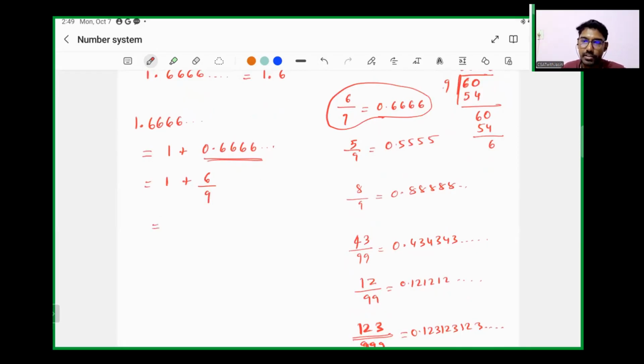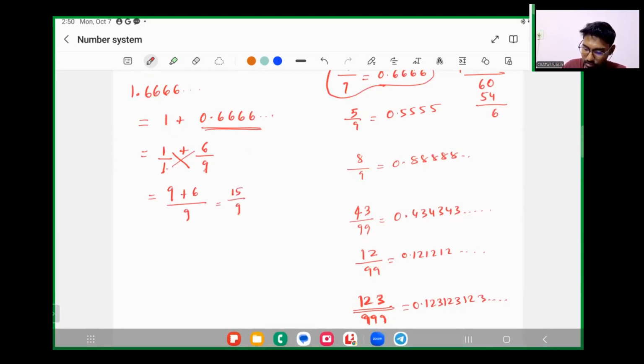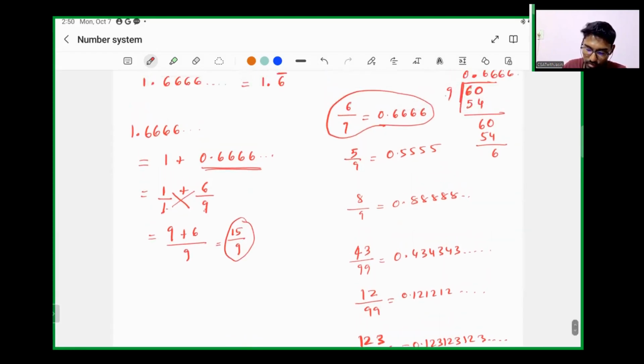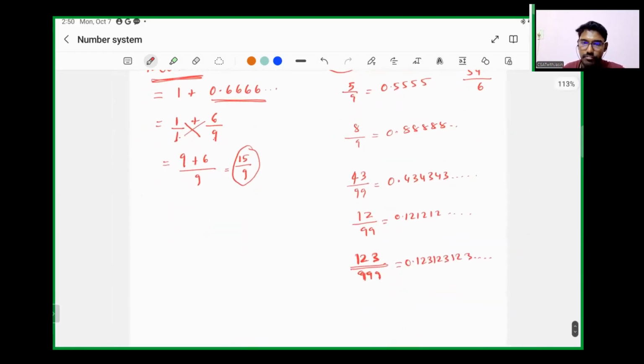Now actually you can do the calculation, right? So 1 means 1 by 1. Okay. You do the cross multiplication. So this is a fraction. You are adding 2 fractions. So you need to do the cross multiplication. So 9 into 1 is 9 plus 1 into 6 is 6, divided by 1 into 9 is 9. So you will get 15 by 9. So this is the fractional form of 1.666. Okay, so you got 15 by 9. So 15 by 9 will be the answer.